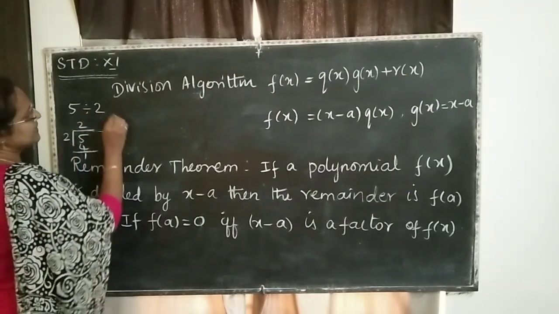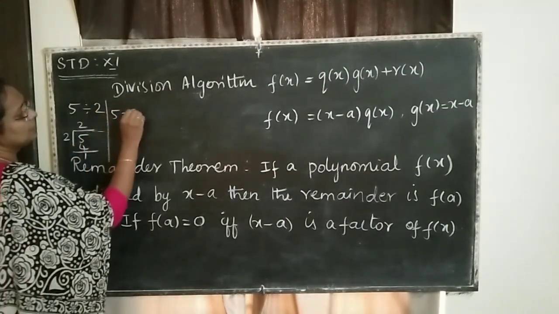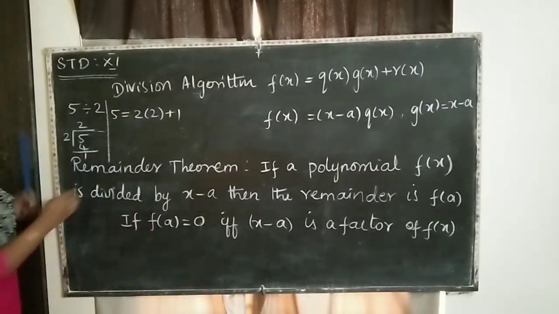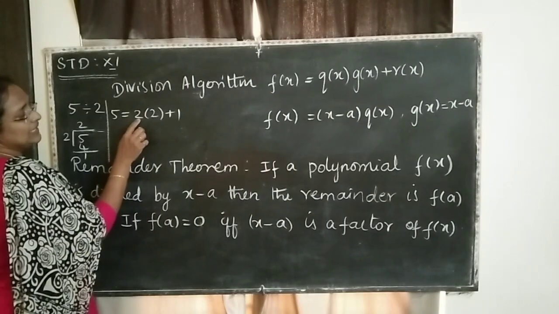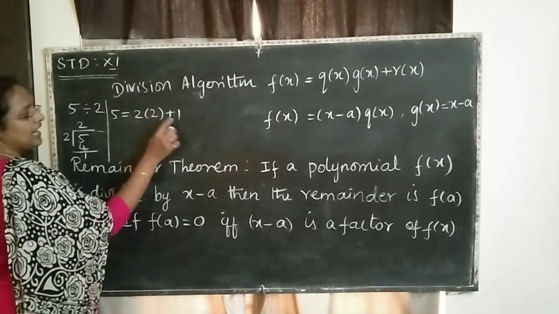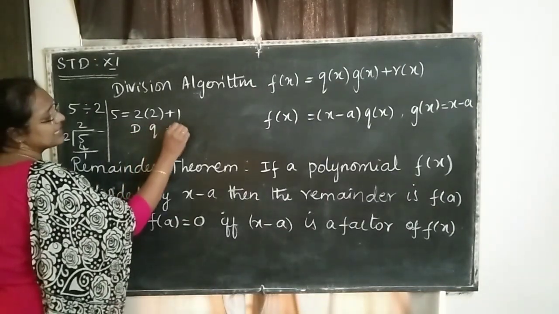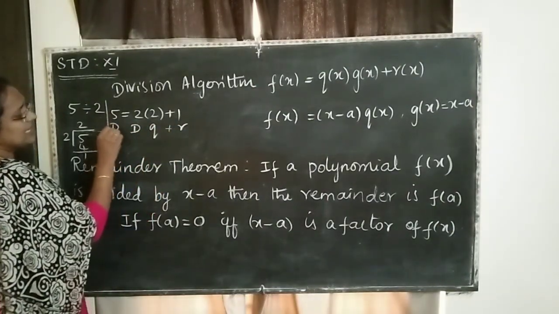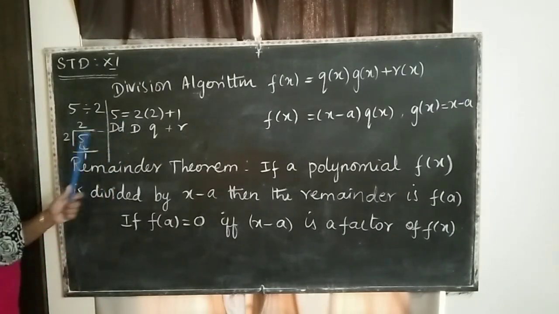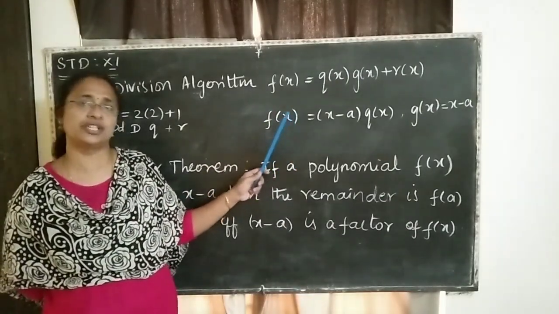Now, I can write this using the division algorithm. 5 is equal to 2 into 2 plus 1. Do you agree? Now, what is this 2? 2 is the divisor. What does this 2 stand for? Quotient. And this is the divisor, this is the quotient, and this is the remainder. This becomes the dividend, isn't it? Okay, now the same rule is applicable for polynomial functions too.